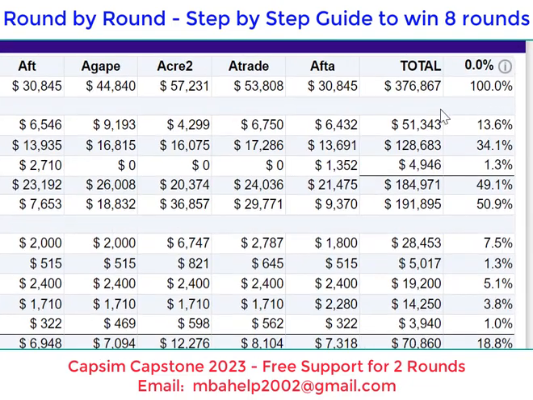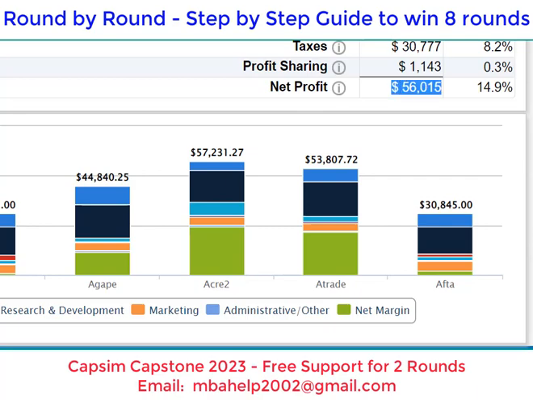Now we check the sales results. We had around 376 million in sales and 56 million net profit. We have the top sales and profit also.